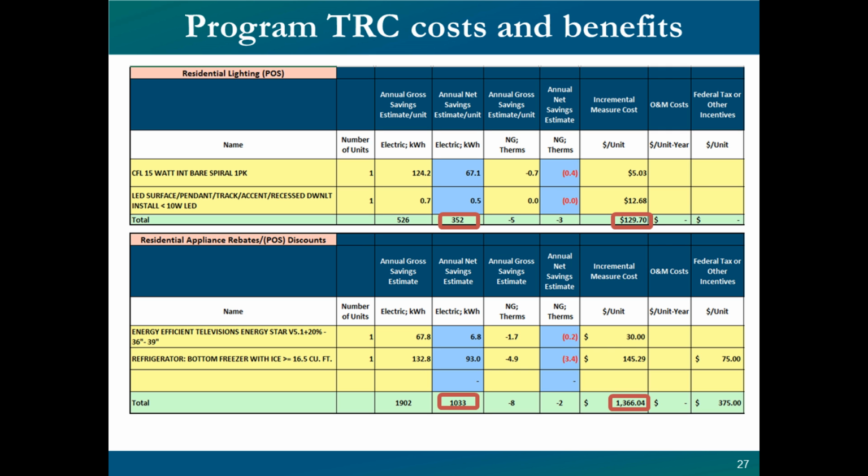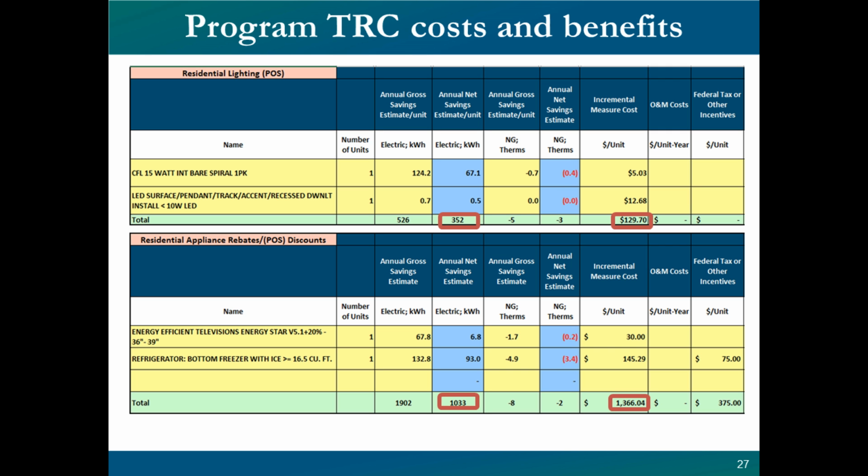Next couple of slides I want to highlight. So here we're looking at the details of 2 programs. We have the lighting at the top and an appliance on the bottom. And I want to just call your attention to the lighting program, which is saving 352 kilowatt hours per year. So these are annual energy savings at an incremental measure cost of $129 per installation.